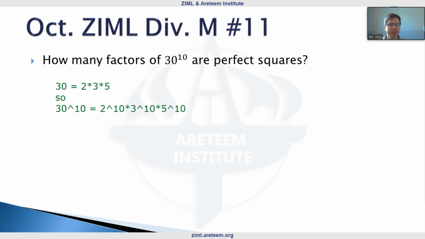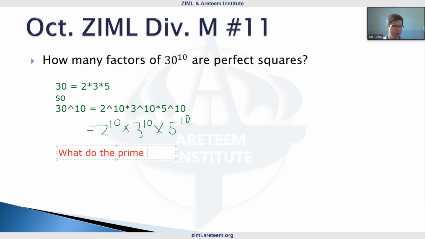Now, is this question much different, or is this a good test of whether you really understand the number of factors formula? So how many factors does this number have in total? This number has in total, of course, 11 times 11 times 11, so 11 cubed factors. Now, what has to be the case for a number to have a perfect square as a factor? Or just in general, what do the prime factorizations of perfect squares look like?